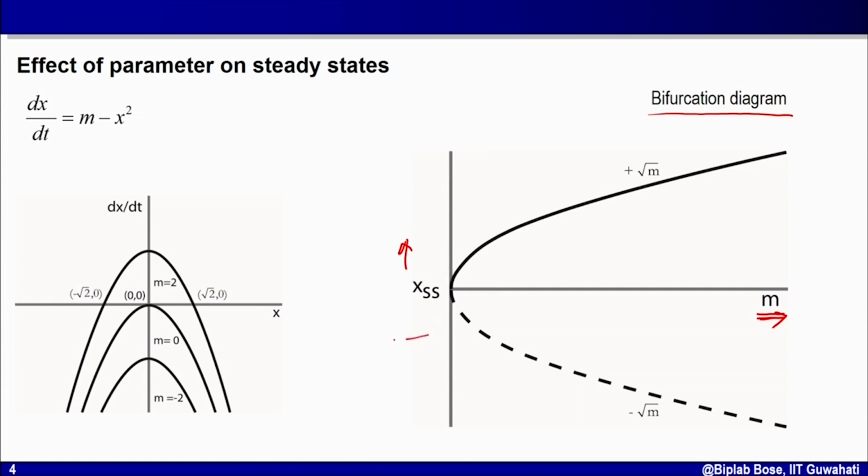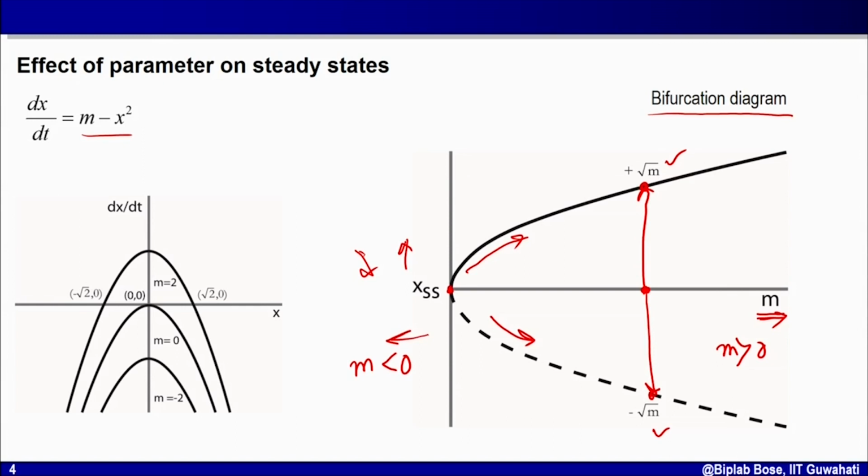So obviously when m is negative, m is less than 0, I have no real steady state, so nothing is shown in this region. When m is equal to 0, this is this position, I have only one steady state, so I have 1 point. And for m greater than 0, for all positive values, I have this quadratic form, so I have two solutions, plus square root of m, minus square root of m, so I get two curves like this. So I can easily identify, suppose I have a positive value of m, then I will have two steady states, one here, the other one is here.